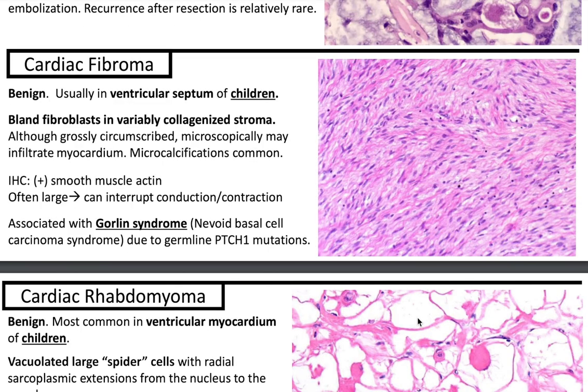Cardiac fibroma. This is benign, usually in the ventricular septum of children. You'll have bland fibroblasts and invariably collagenized stroma. Although grossly circumscribed, microscopically it may infiltrate myocardium. Microcalcifications are common. By IHC, it'll be positive for smooth muscle actin, and it's often large and can interrupt conduction or contraction. It's associated with Gorlin syndrome, or nevoid basal cell carcinoma syndrome, due to germline PTCH1 mutations.